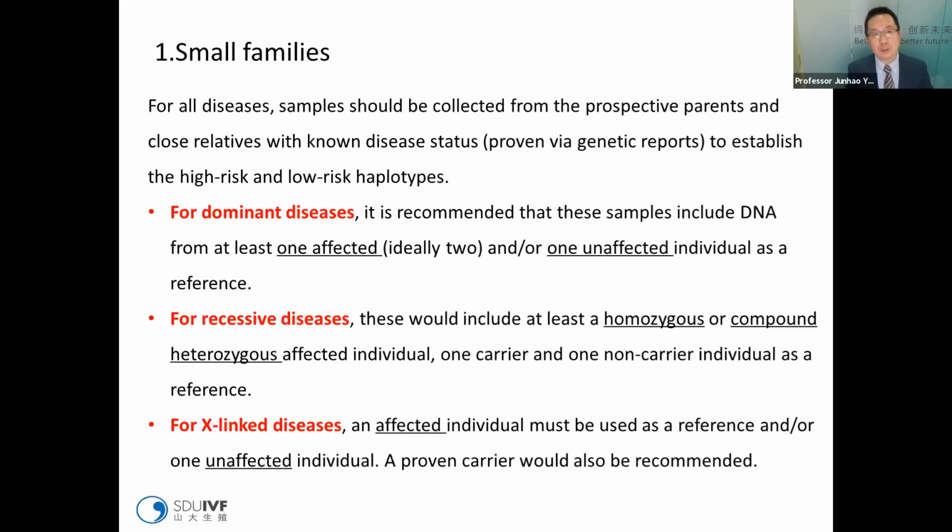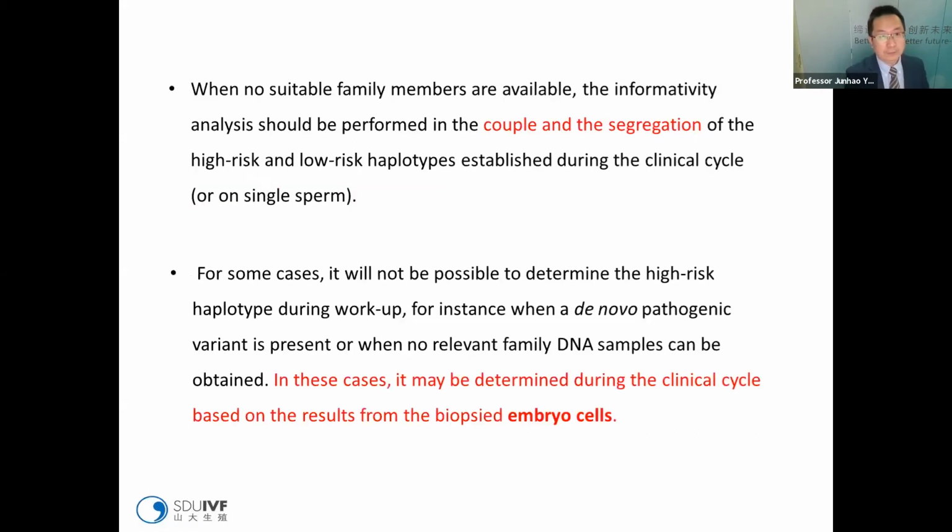So if the family is not big enough, we cannot get enough information from these families, and we cannot draw the right conclusion. So when no suitable family members are available, the informativity analysis should be performed in the couple, and the segregation of the high-risk and low-risk haplotypes established during the clinical cycle. For some cases, it will not be possible to determine the high-risk haplotype during workup.